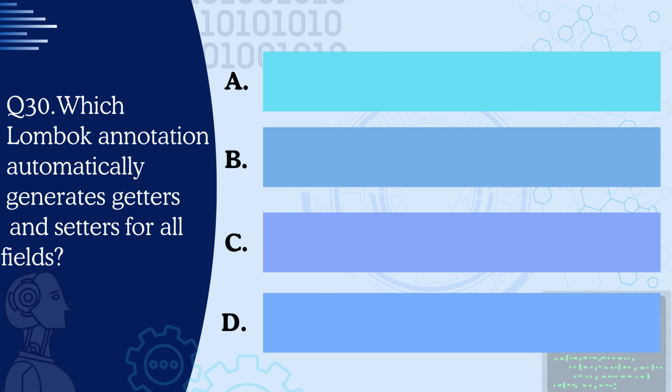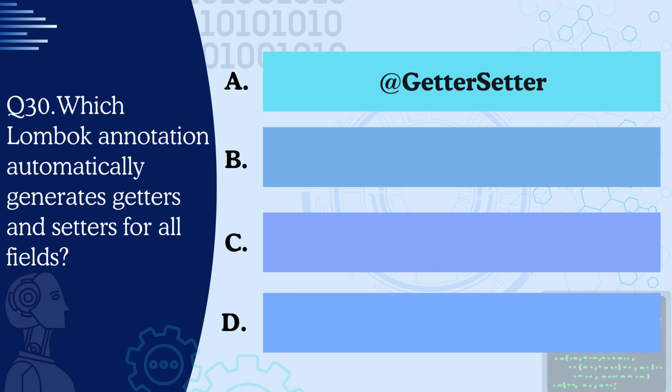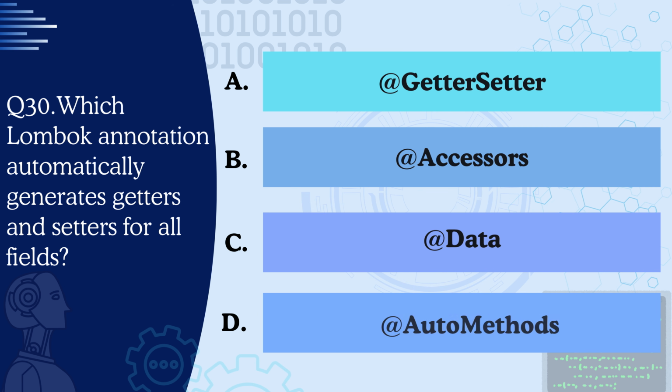Question 30. Which Lombok annotation automatically generates getters and setters for all the fields? A. @GetterSetter, B. @Accessors, C. @Data, or D. @AutoMethods. So the correct answer is C. @Data, because @Data contains both annotations, @Getter as well as @Setter, inside it.